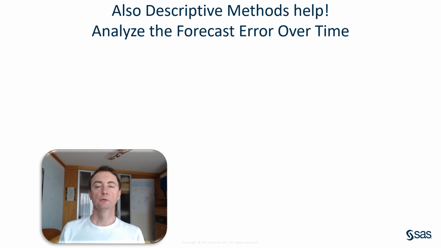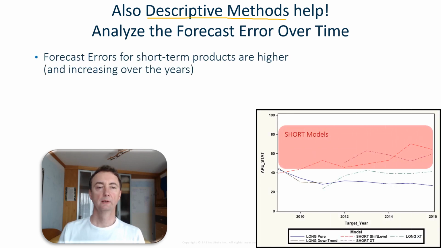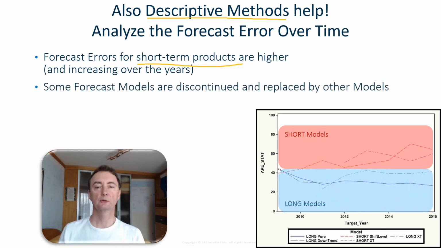It's also important to recognize that descriptive methods can help give you insight and better understand the forecast error, especially over time. Let's take a look at the following graph. We see here that the forecast error for short-term products, meaning products that only have a short time history, is usually higher. So these are the products which are generated with the short models, the machine learning models, compared to those in the long section which are using time series methods.